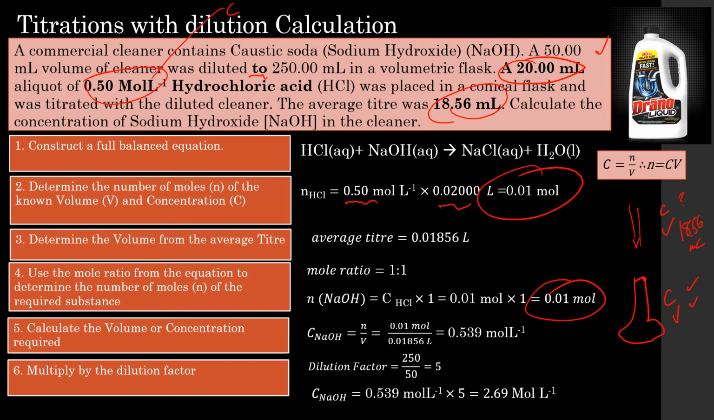We know the volume of sodium hydroxide. From there we can work out the concentration. c equals n on V. So the concentration of the diluted solution of sodium hydroxide is 0.53 moles per litre. Now we just need to think about this dilution factor again. It's 250 mL divided by 50, so that's a dilution factor of 5. So we take this number from our diluted solution and multiply it by 5, which is the dilution factor, to get 2.69 moles per litre.